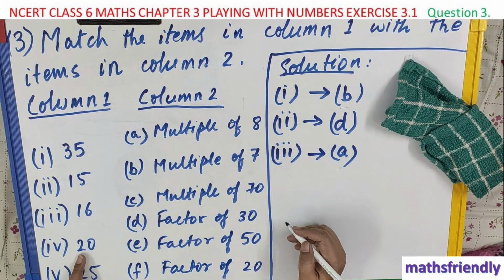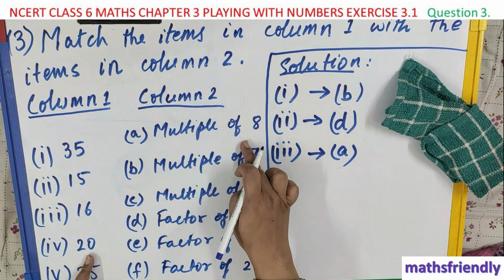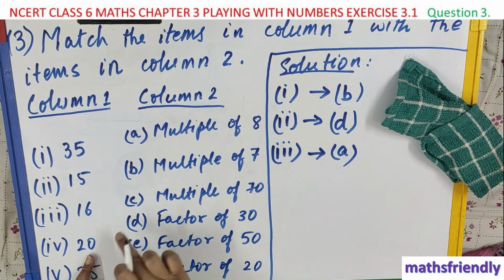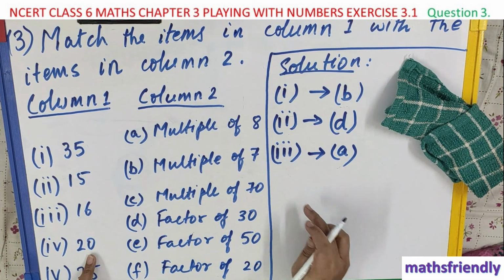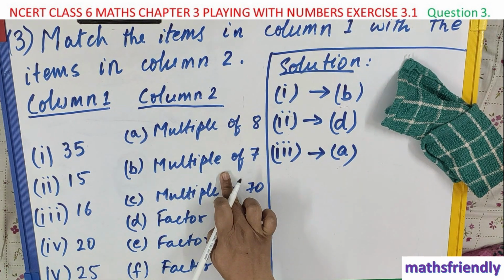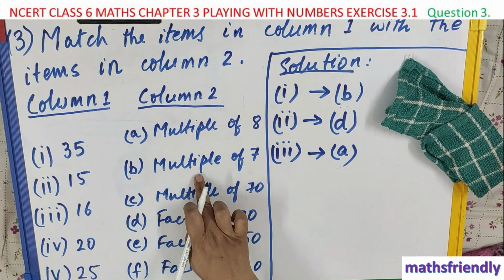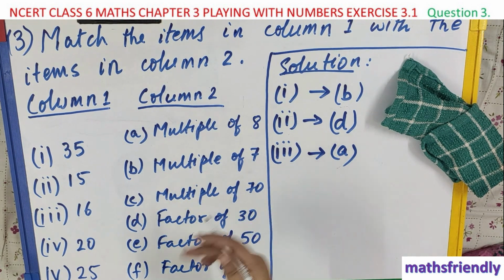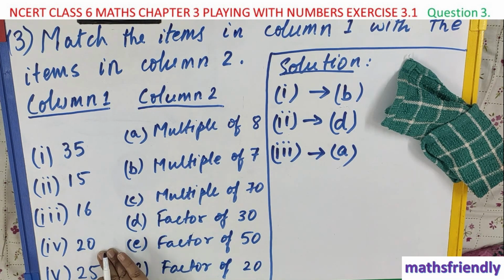Okay, now let us see for this item 4. In 4, which number is there? 20. Is it a multiple of 8? No. 20 is not a multiple of 8 because 20 does not come in 8's table. So this option will not be there. 20, multiple of 7. Is it a multiple of 7? No, it's not a multiple of 7 because 20 does not come in 7's table. You all know the tables, so you can do it like that also.